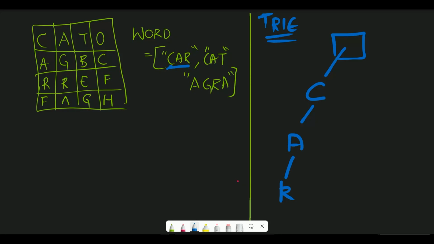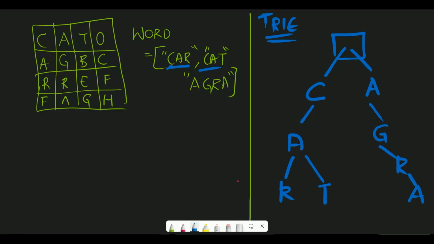And now if I want to insert cat, I just go and see from my root element, do I have a child called C? I already have it, so I can reuse it. Followed by A, I already have it, so I can reuse it. Followed by T, I don't have it, so I'm going to insert a new one. And then followed by Agra, I'll have an A. There is no G in the second level, so G and R and A.